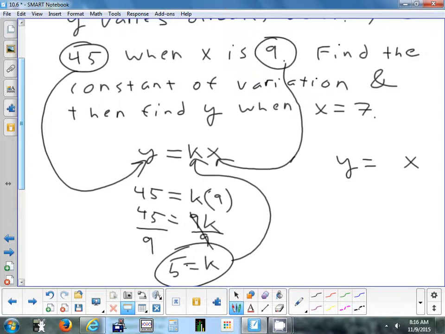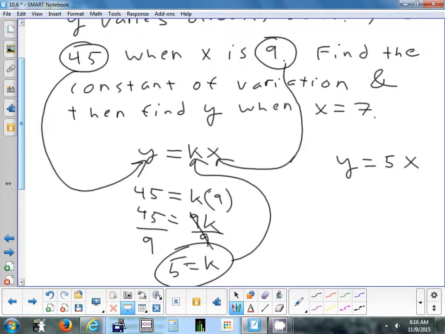Before it was y equals kx, but we just found out what k is. Hey, somebody, what's k again? 5. Right? So now I'm going to fill that in. Forget about the original x and y. We're done with them. The only reason we needed them was to find the 5. We've got the 5. So now we've got this.